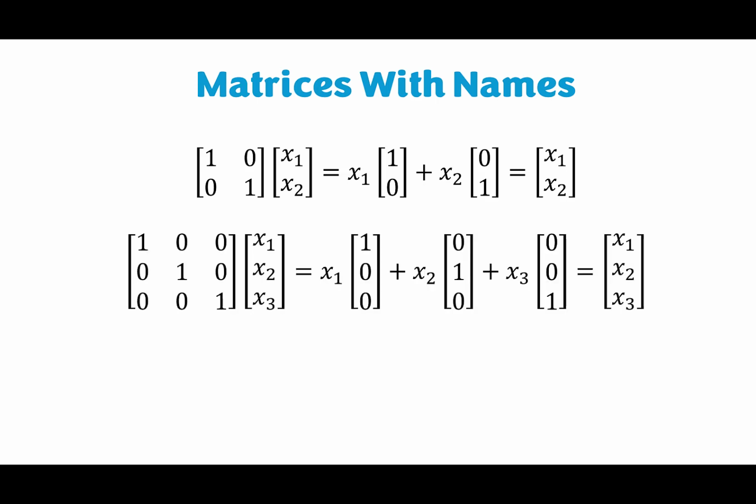Likewise, for a 3x3 identity matrix, right, do the matrix times the vector, and you get back x1, x2, x3. It's the identical vector that you get as a result as what you multiplied by. So in general, if we call the identity matrix I, I times x is equal to x.